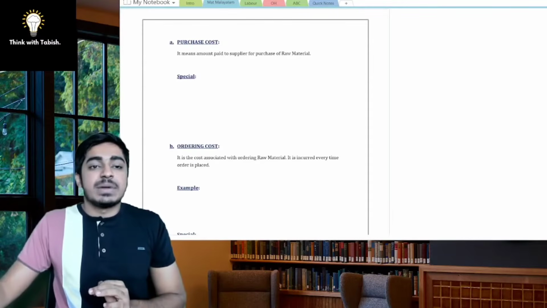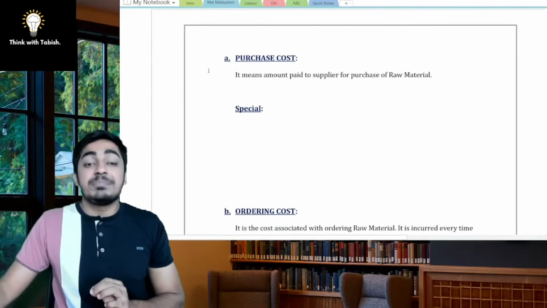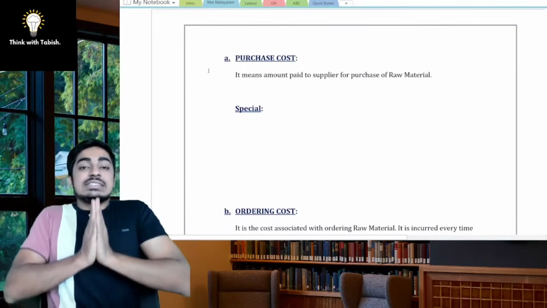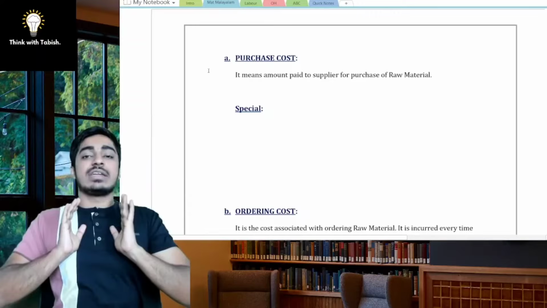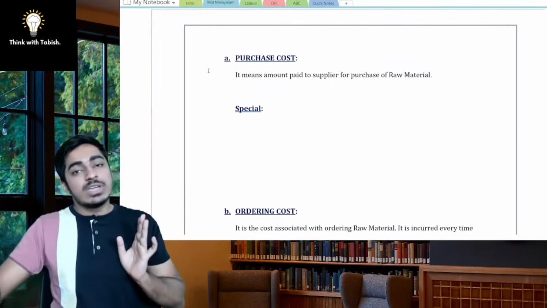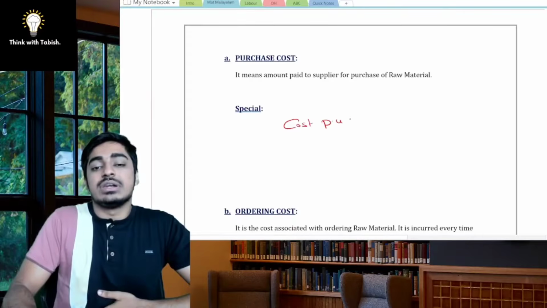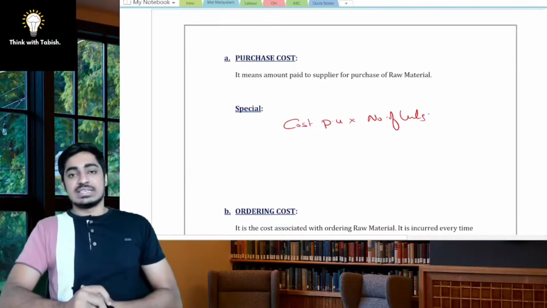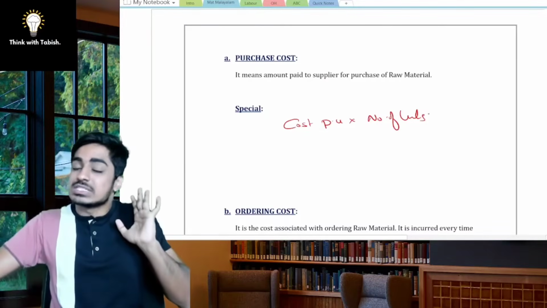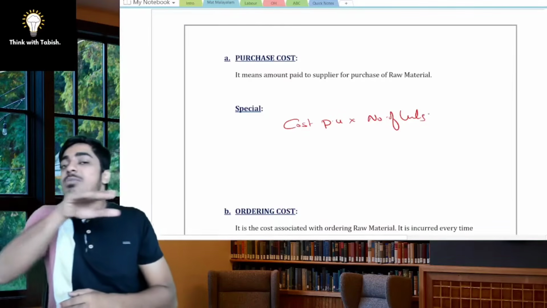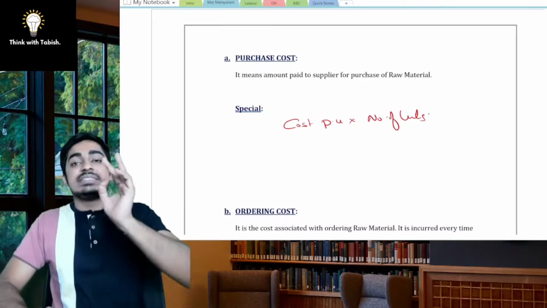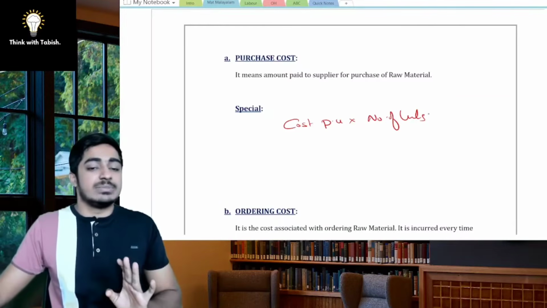Firstly, we have the purchase cost of raw material. What is the purchase cost of raw material? It is the amount paid to the supplier to buy the raw material. How do we get it? It is nothing but cost per unit into number of units. Again, if there is no discount, purchase cost will be the same in all alternatives. Hence, it becomes irrelevant for decision.